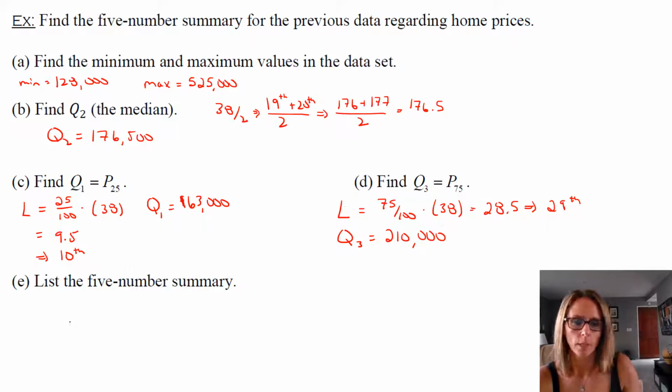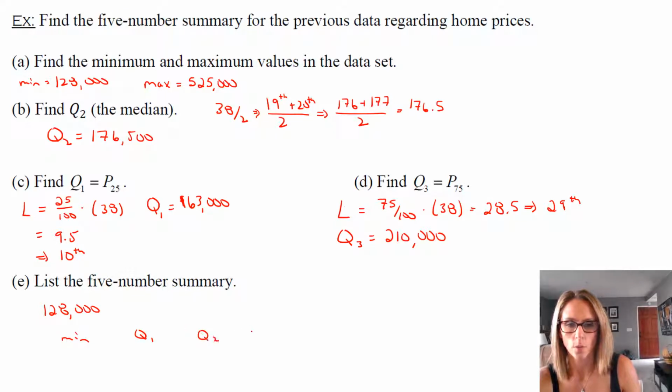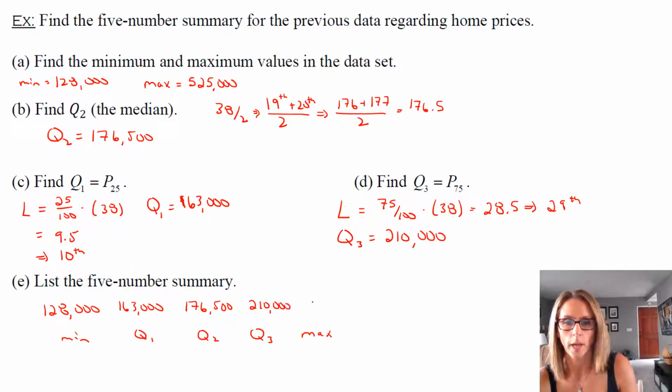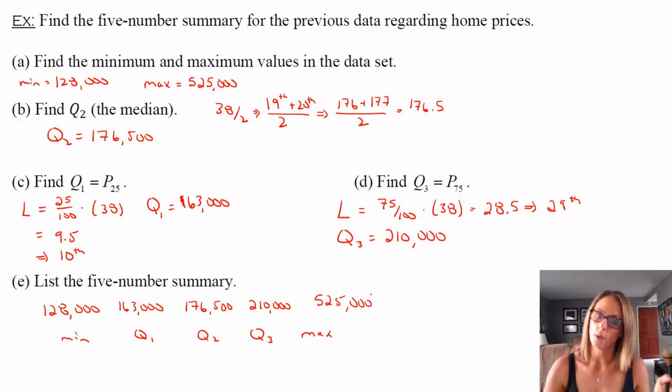So here's our 5-number summary. The way we would list it is we'd start with the smallest, so that's 128,000. We'd then go to the Q1, so it's min, Q1, Q2, Q3, and then max. That will be the order. So Q1 is 163,000. Q2, our median, 176,500. Q3, 210,000. And our maximum, 525,000. So those are the values in the 5-number summary.